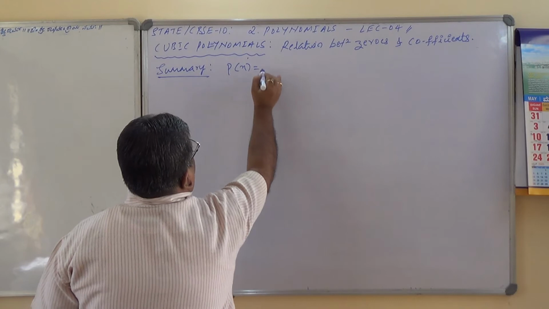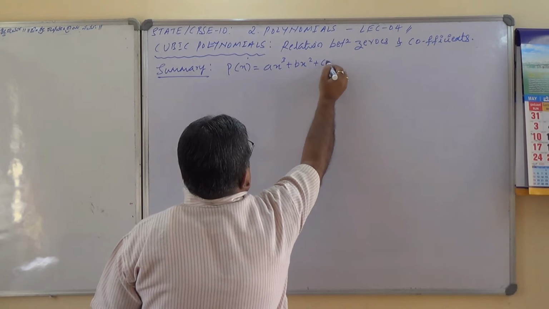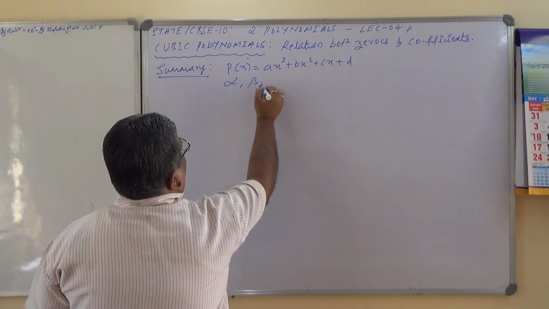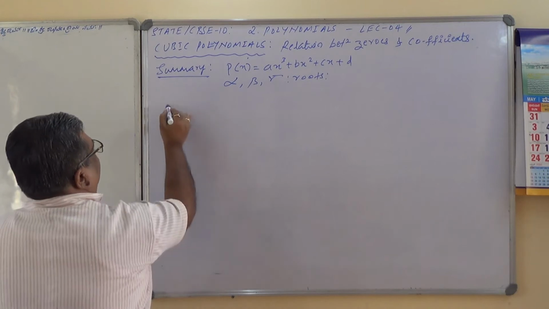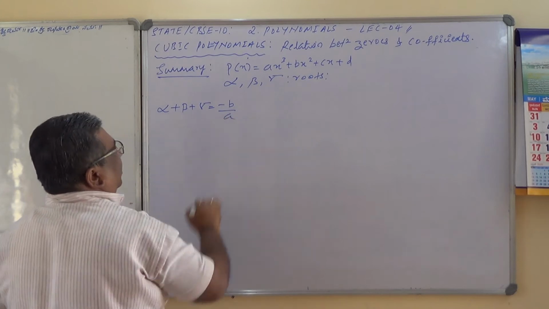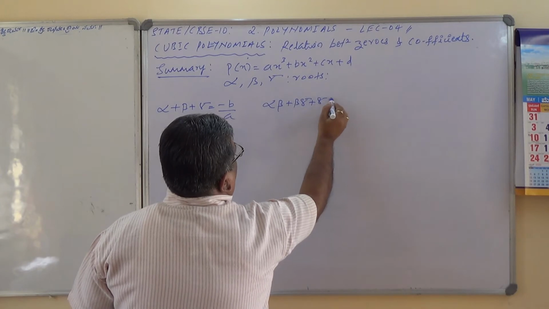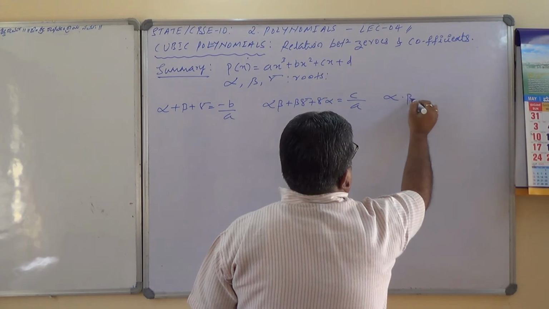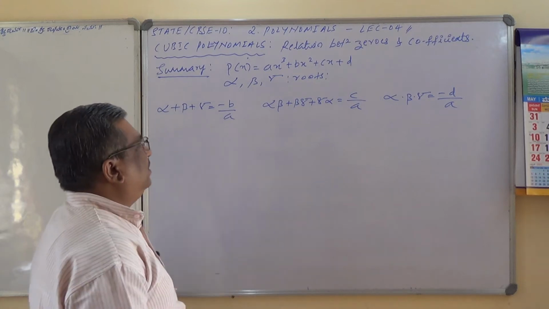If p of x equals ax cube plus bx square plus cx plus d is a cubic polynomial, and alpha, beta and gamma are the roots, in this case alpha plus beta plus gamma equals minus b by a, alpha beta plus beta gamma plus gamma alpha equals c by a, and alpha into beta into gamma equals minus d by a. Very important.